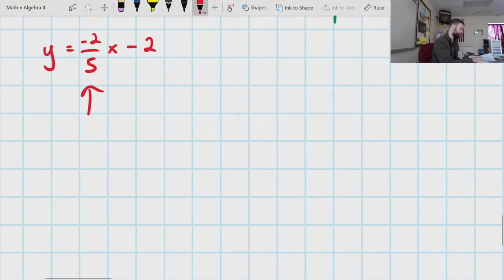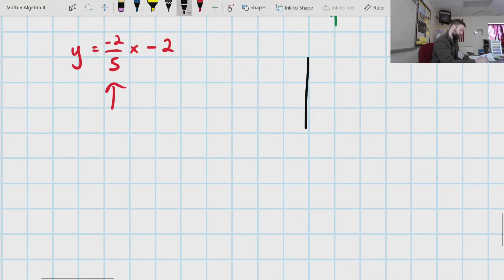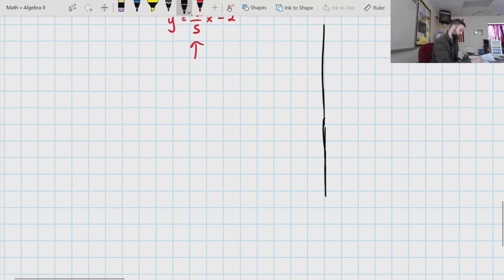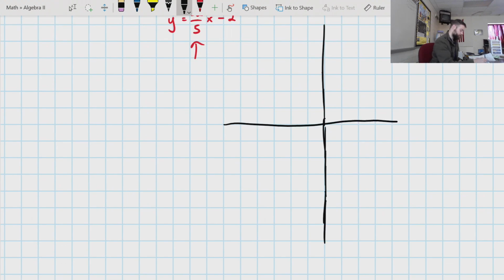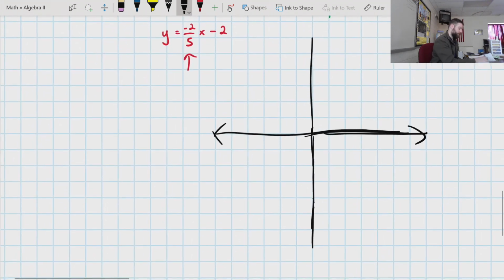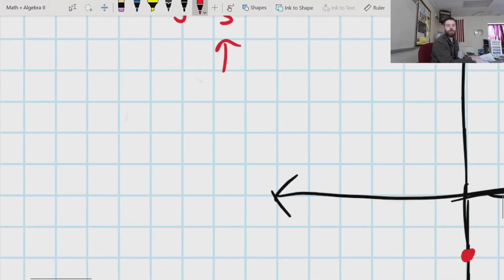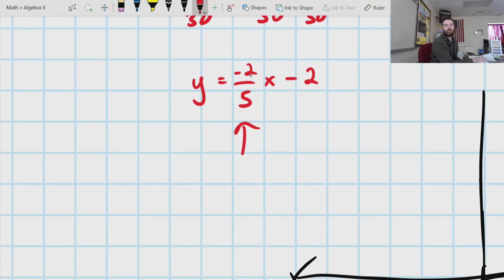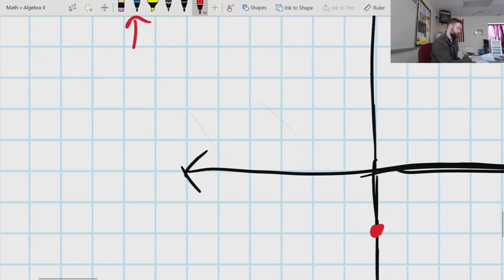So I'm going to graph the red one first. And so the red one is negative 2. That's your y-intercept. And so from that point, you're going to go down 2 and then right 5. So that slope, again, tells you where to go. The top tells you to go up or down. So if it's negative, it tells you to go down 2. So negative 2 units down, and then right 5 units.